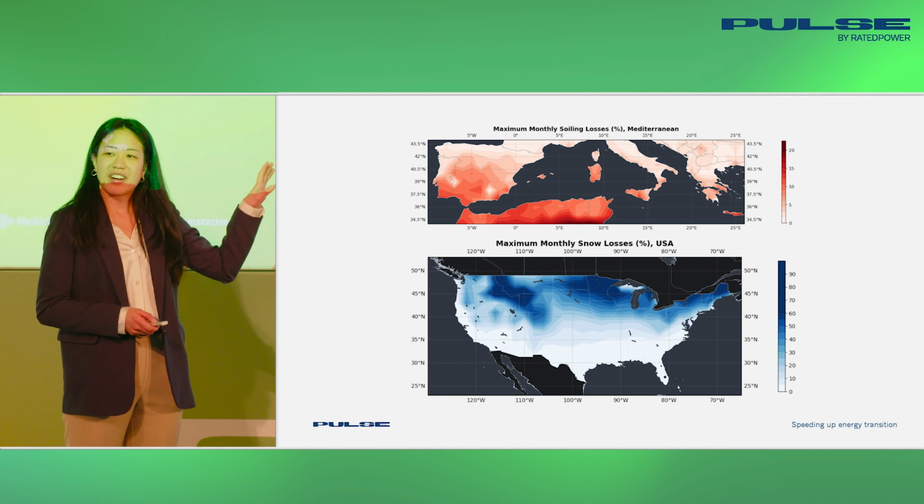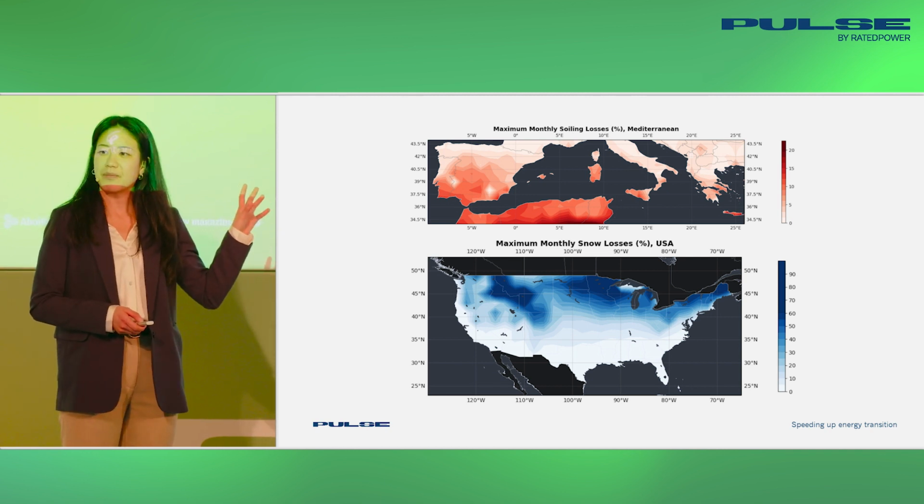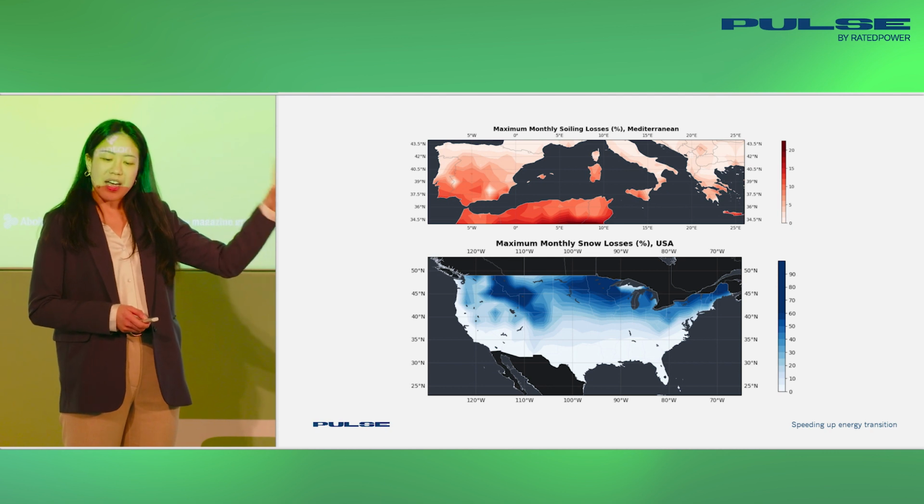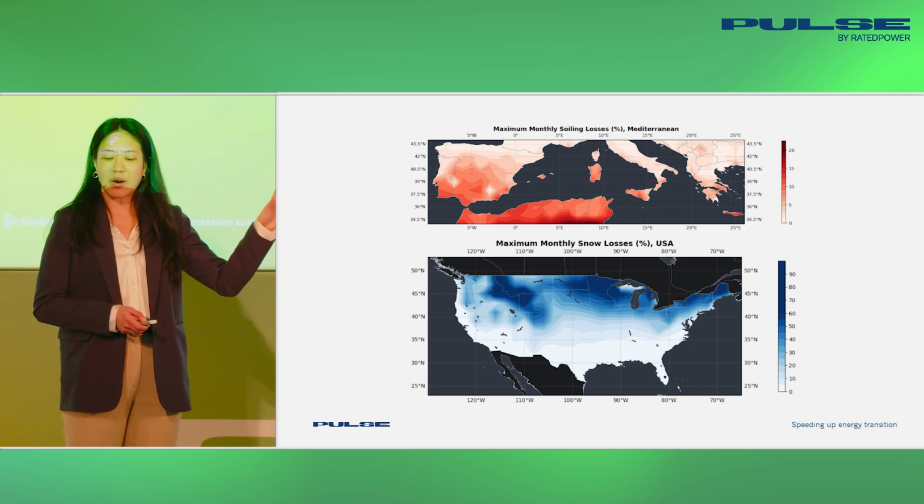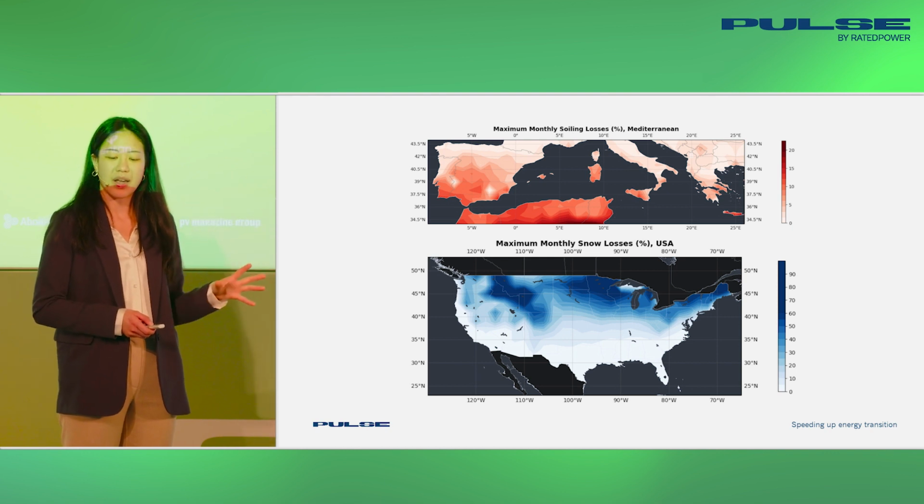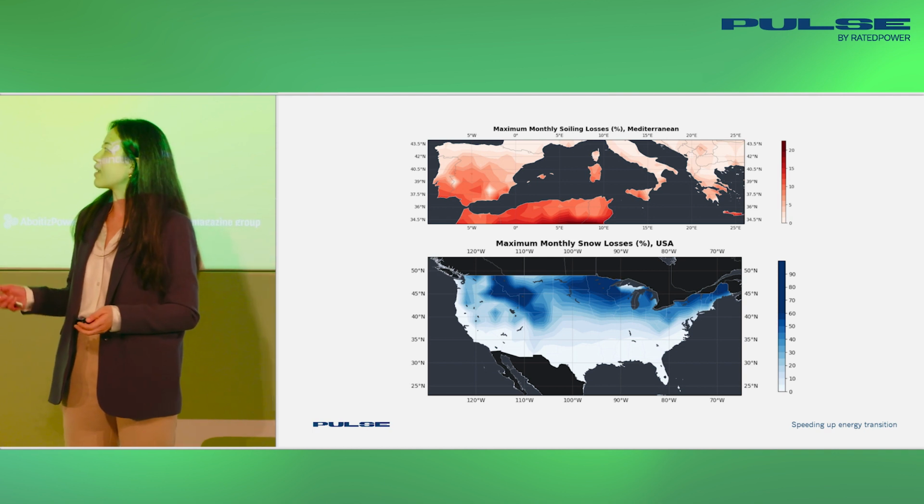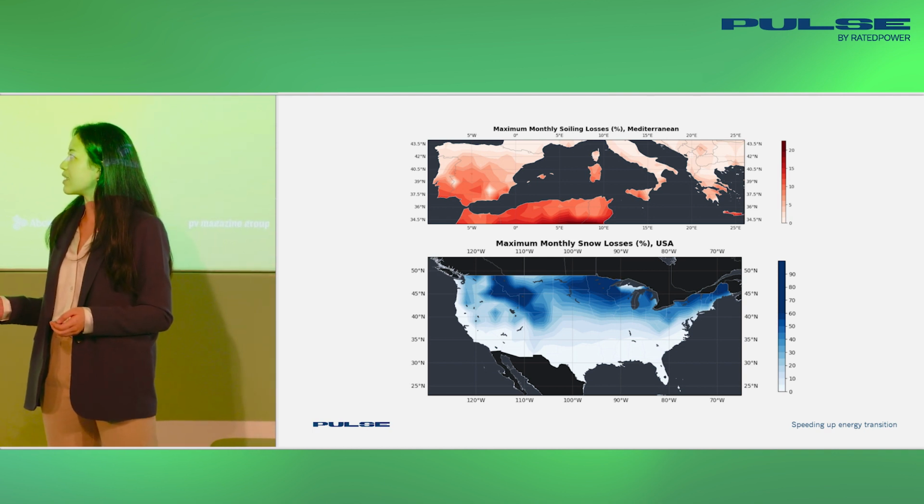In this image here, I'm giving an example of our data at scale. On the top, we have soiling estimates across the Mediterranean using our data sets, and on the bottom, we have an estimate of maximum soiling loss over the continental United States.